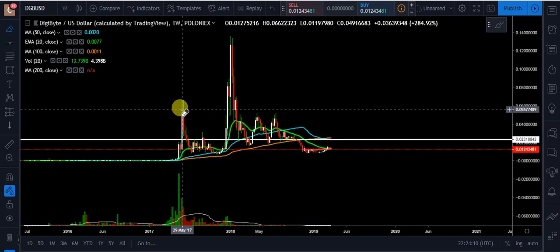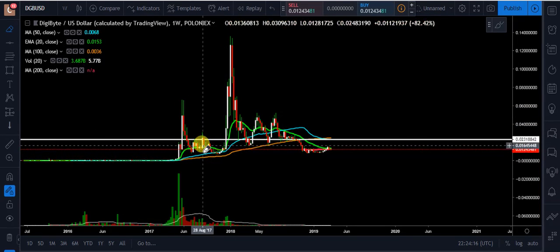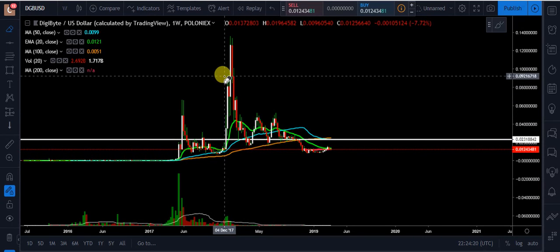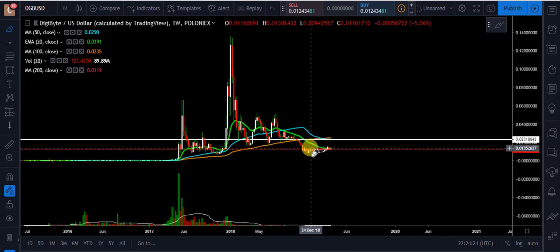So after this big pump and we had those tweezer tops, we had that sell-off down into this rounded bottom. Do you see that? And guys, what we did, we basically found support on that 50 moving average and then blasted up from that rounded bottom. And now look what you see here. You're starting to see that rounded bottom again.